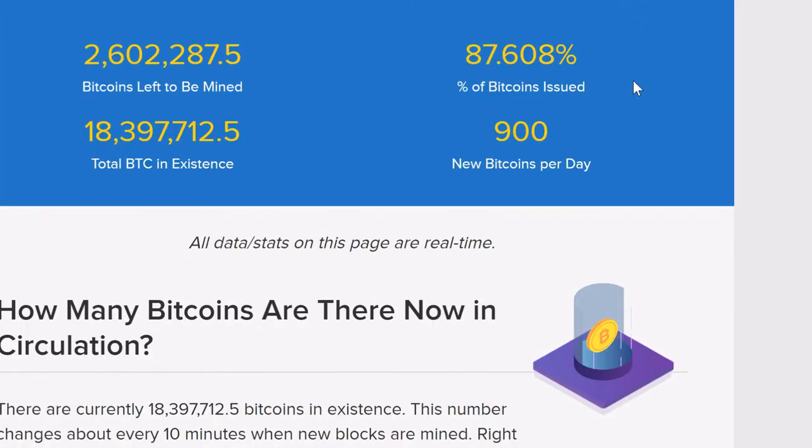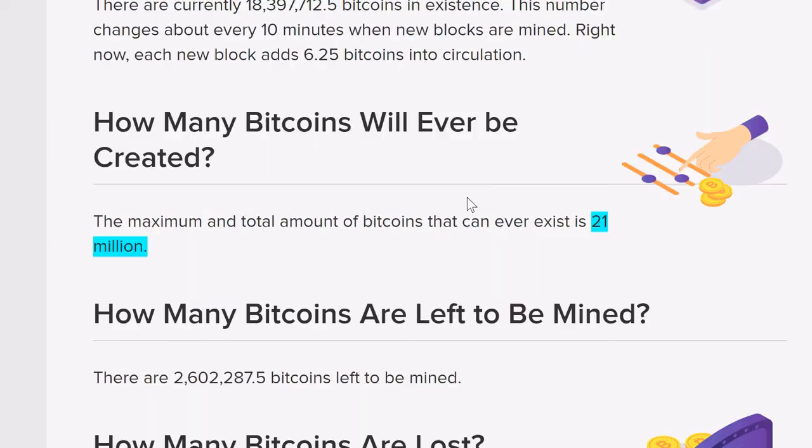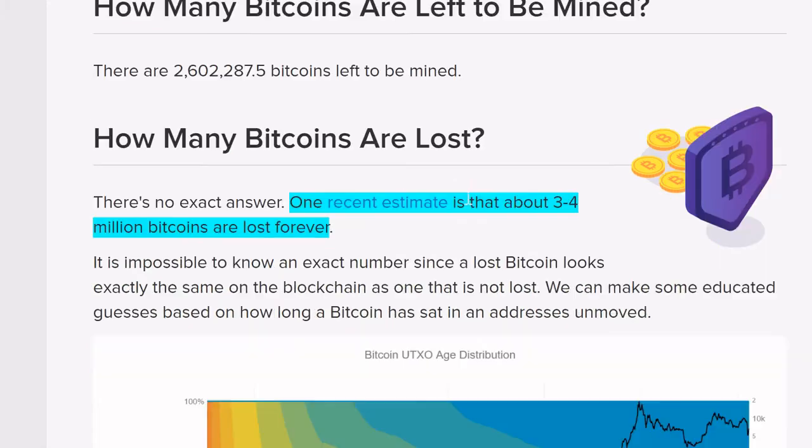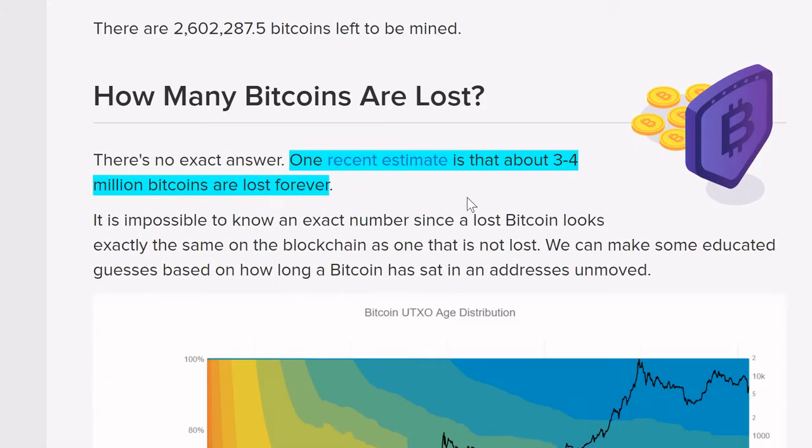So let me just scroll down. The maximum amount of Bitcoin, as we said, is 21 million. One thing that's quite interesting about Bitcoin is that Bitcoins can be lost, and by lost I mean people can lose their keys, which is again why your private keys are so important. It's like having the keys to a car. If you lose those keys, you can't really get into the car, and unlike a car, I guess you can't even break into this car called Bitcoin. So again, your keys are extremely important.